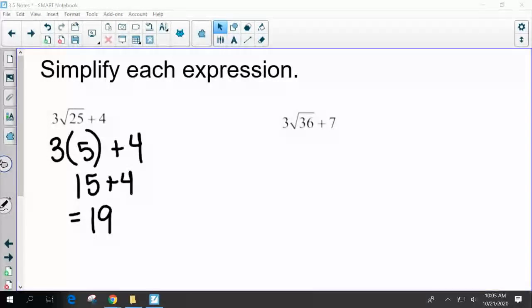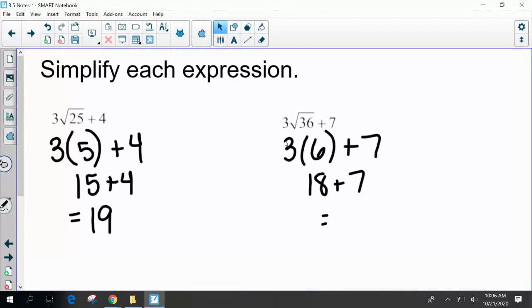Okay, so the first thing I would do is square root of 36, which is 6. So I have 3 times 6 plus 7. So 18 plus 7 gets me 25. Okay, so the next couple are harder, and then I have 2 more to add after that.